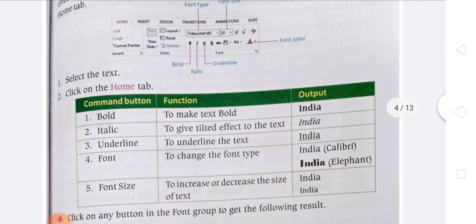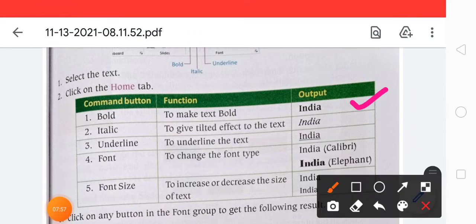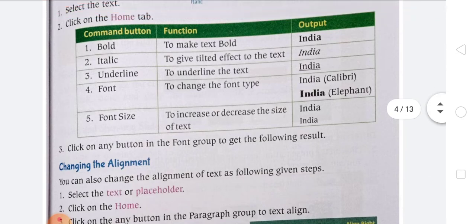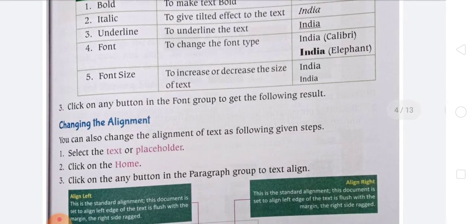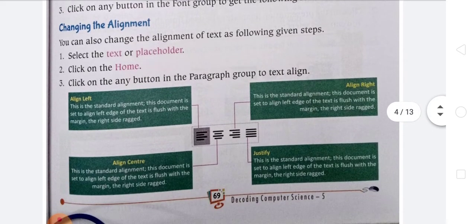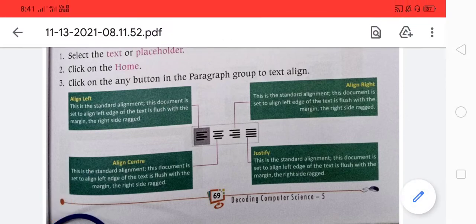So first of all select the text, then go to the Home tab, then whatever you want, if you want bold just click on bold, and this type of result appears on your screen, and italic, underline, font size, etc. are found in it. Then click on any button in the font group to get the following result. Then changing the alignment, we already learned about it in Word.